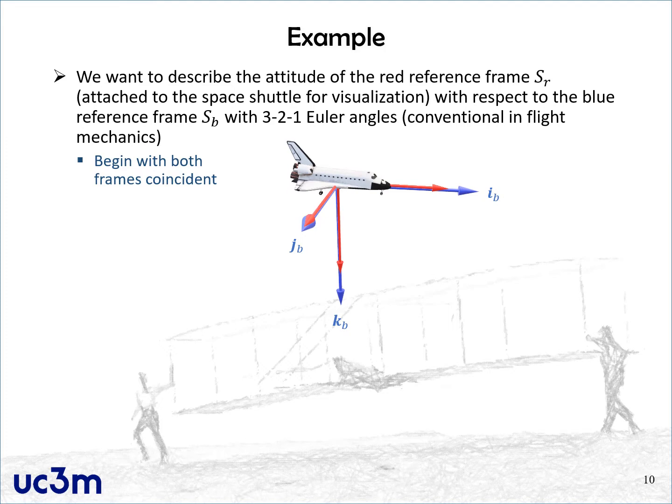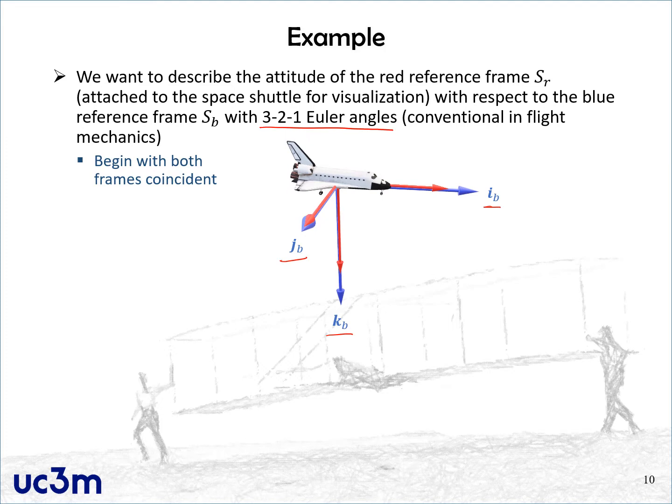Well, we will perform 3 sequential rotations starting from this situation where the reference frames are coincident. In this example, since it's basically a flight dynamics problem, we are going to use the 3, 2, 1 Euler angles, and as you can see, we have oriented our reference frames in this particular manner. So the x-axis is pointing forward, the y-axis is pointing toward the right wing, and the last axis is pointing downward. So this is a right-handed vector basis, and this is the common choice for many flight dynamics problems.